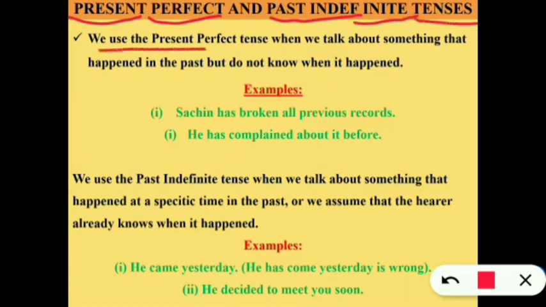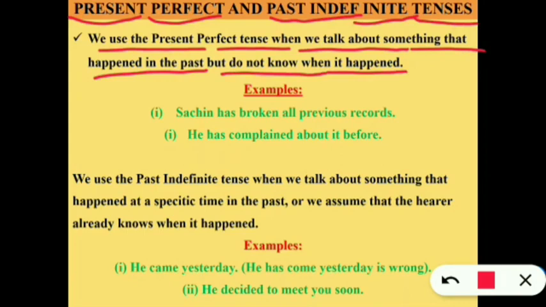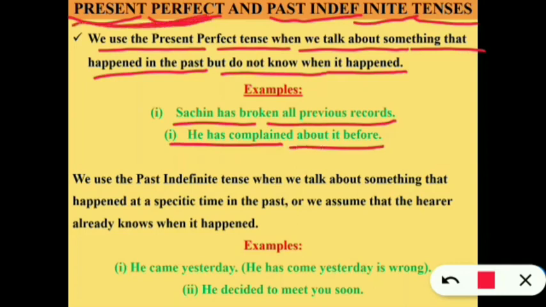We use the present perfect tense when we talk about something that happened in the past but do not know when it happened. For example, Sachin has broken all previous records. He has complained about it before. So this is an example of present perfect tense because we know he has broken all the records, but when, we don't know. The work is complete, but when, we don't know.